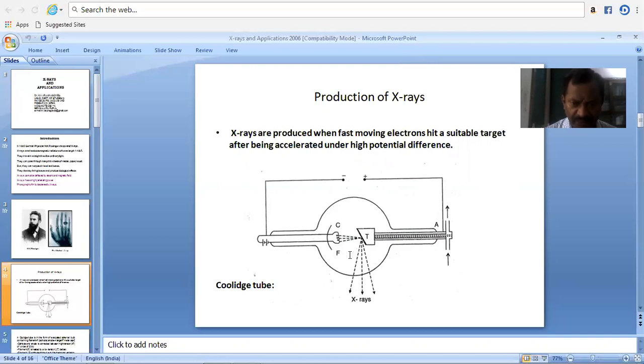It contains F, this is the filament, C is the metal cap, and T is tungsten, which we are going to consider the anode. The filament is the cathode. The cathode is connected to the negative of a battery, and the anode is connected to the positive. We are circulating water to cool the system, because this is high energy radiation.